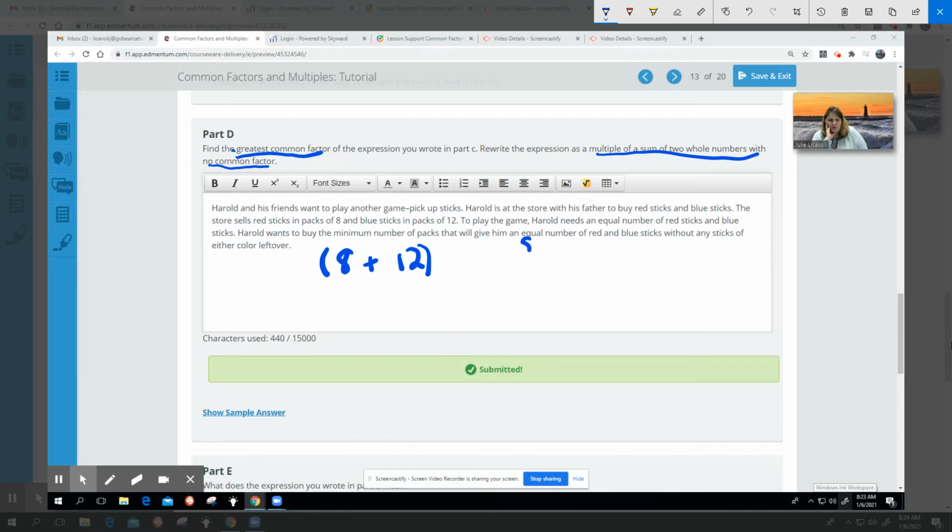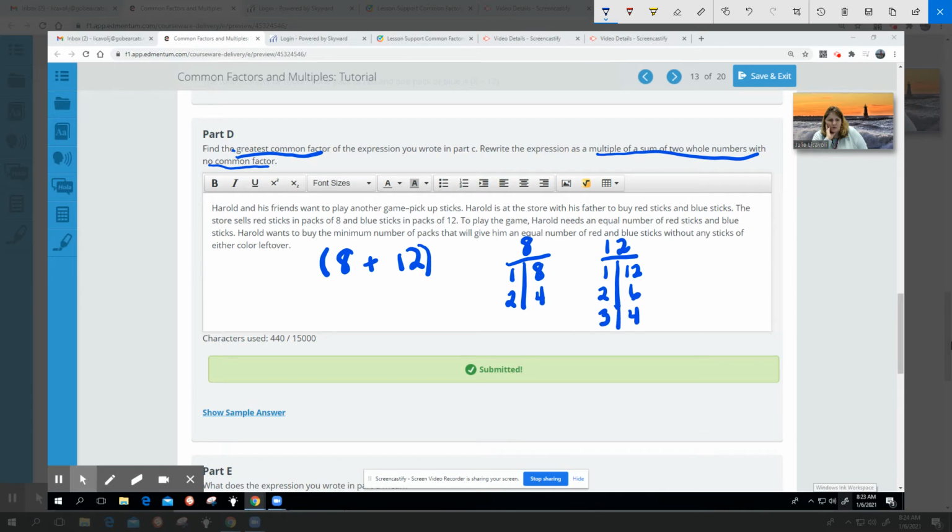So I'm going to make a T-chart for 8 and a T-chart for 12. And 8 I can get by multiplying 1 times 8 and 2 times 4. 3 won't go in and 4 repeats. 12 I can get by multiplying 1 times 12, 2 times 6, 3 times 4.